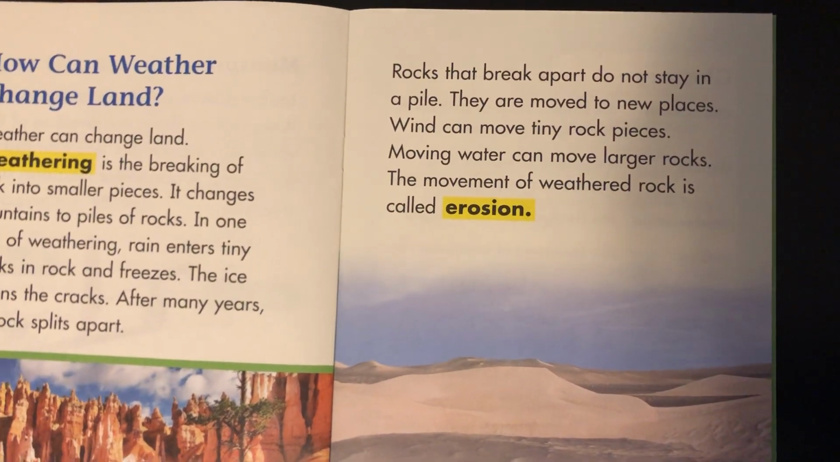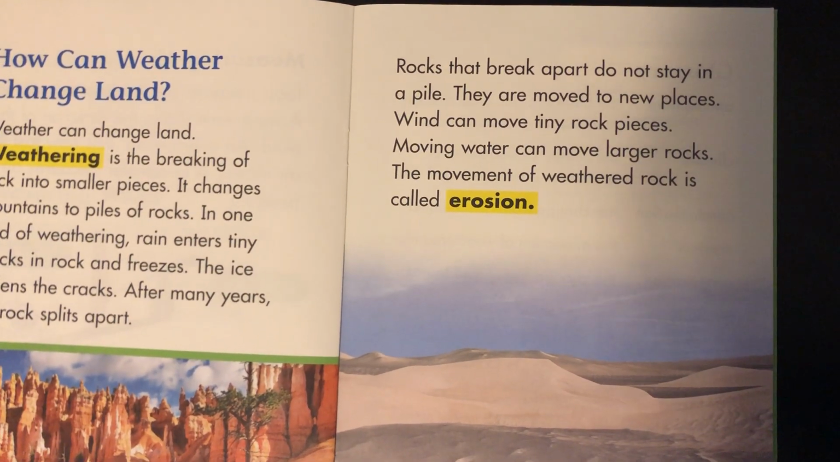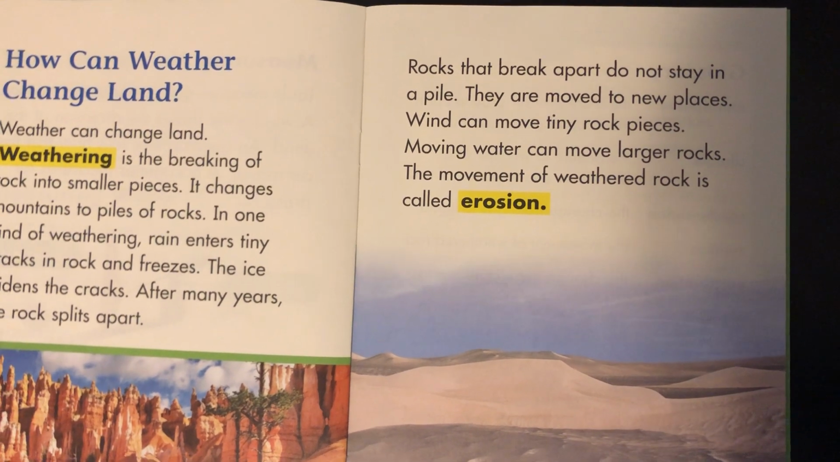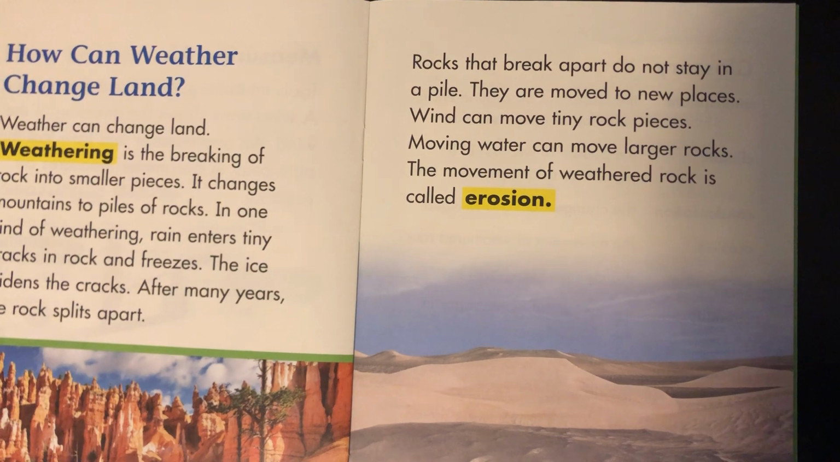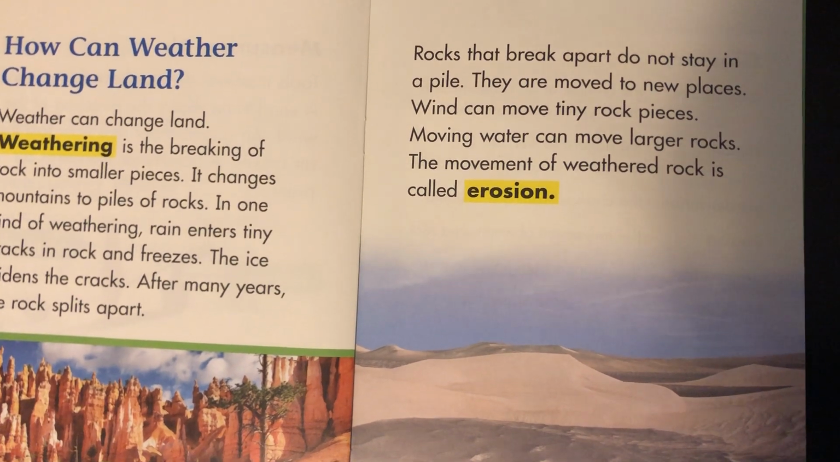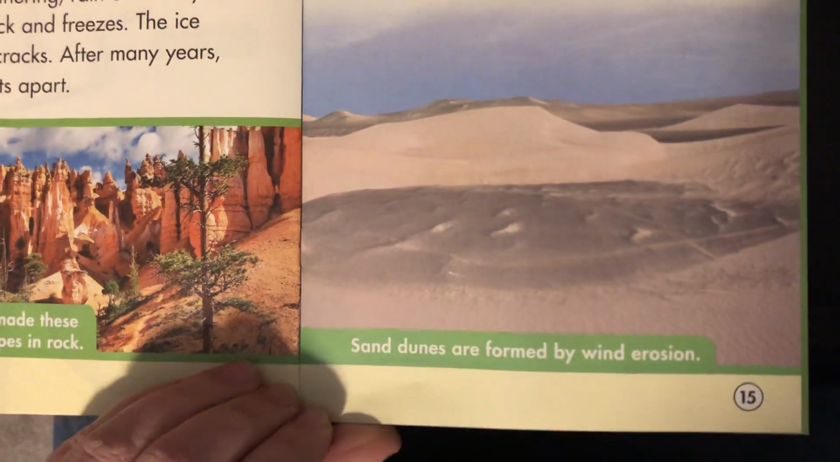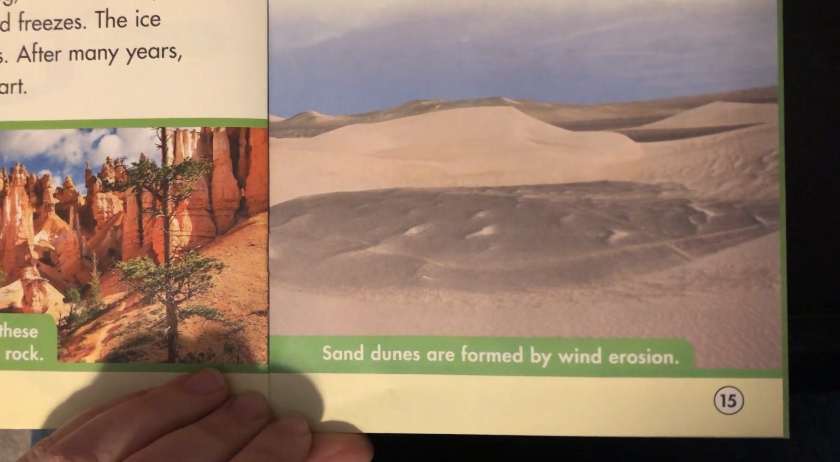Rocks that break apart do not stay in a pile. They are moved to new places. Wind can move tiny rock pieces. Moving water can move larger rocks. The movement of weathered rock is called erosion. Sand dunes are formed by wind erosion.